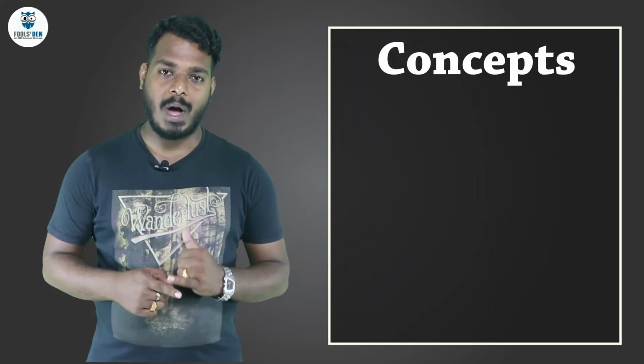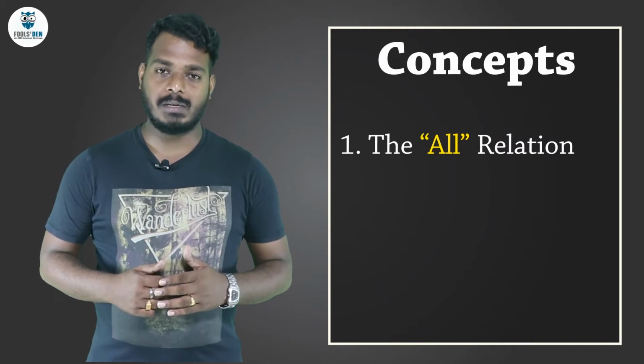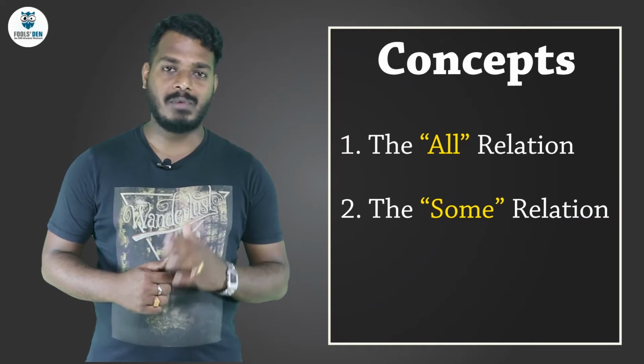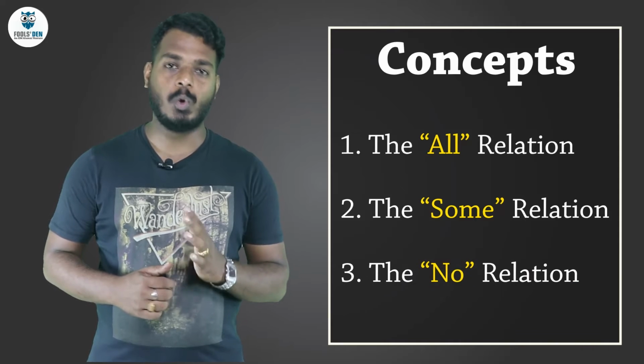So now let's talk about sets and the relationship between different sets, how they are represented diagrammatically. So basically there are 3 basic concepts. 1, the all relation. 2, the some relation, and 3, the no relation.